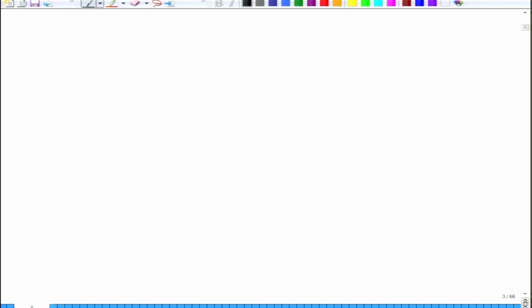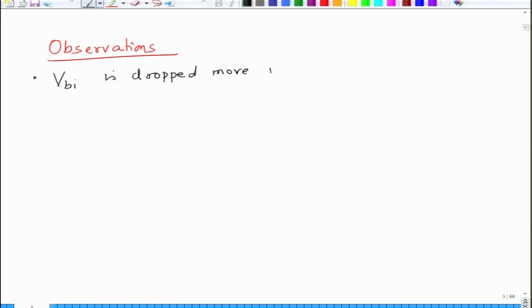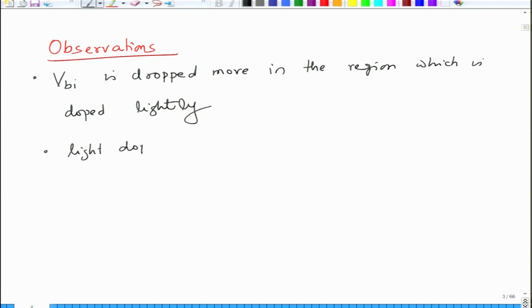So you can say the observations are: one, the built-in potential is dropped more in the region which is doped lightly, and light doping will mean a wide depletion region. Okay.